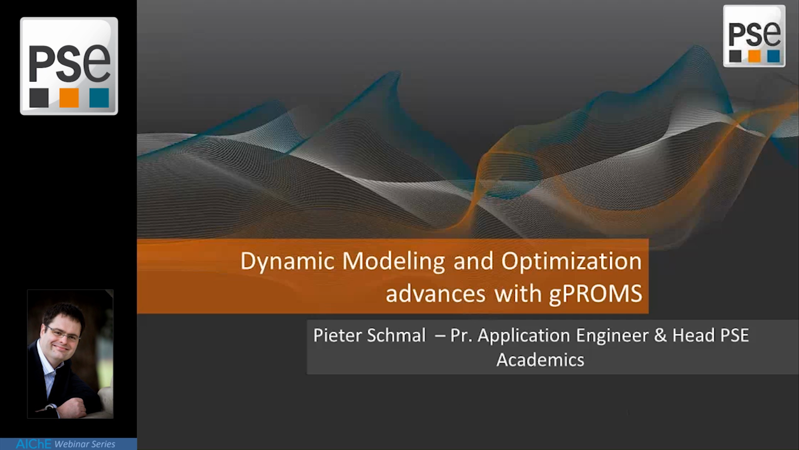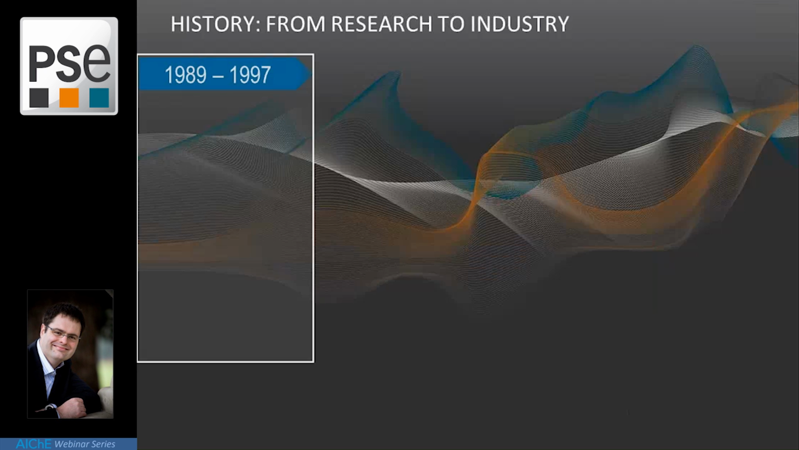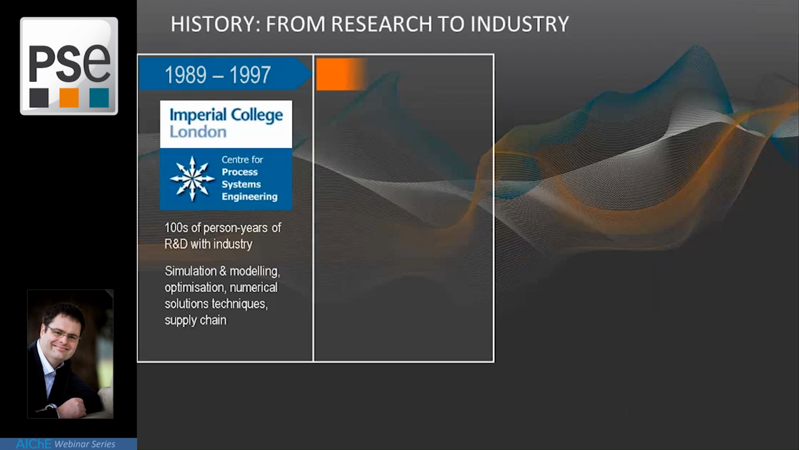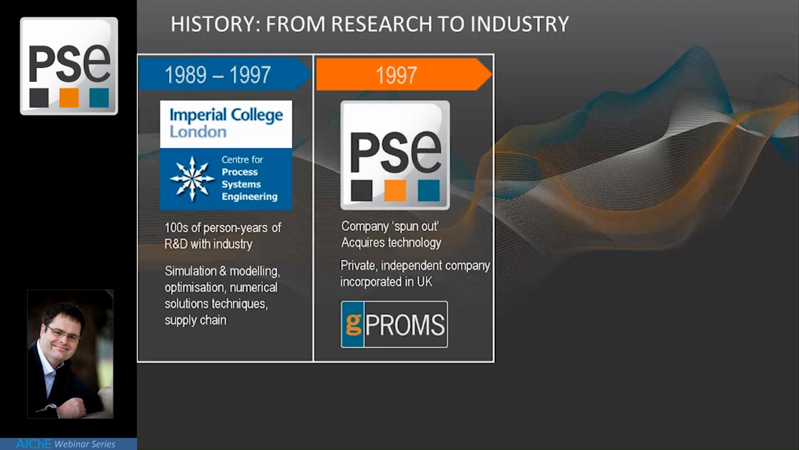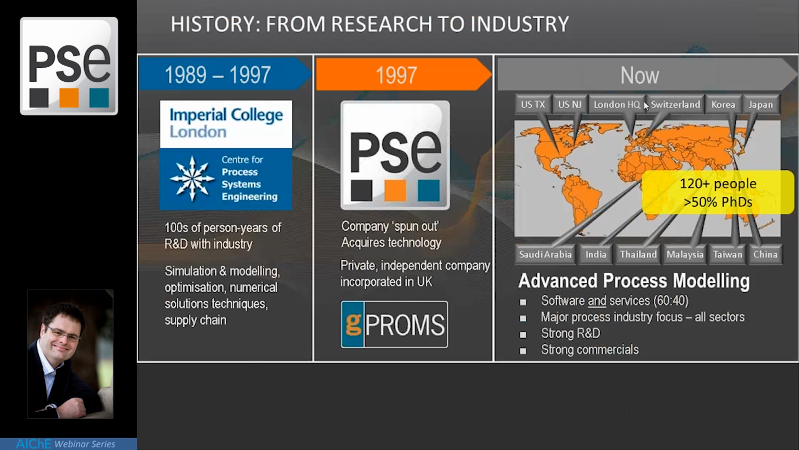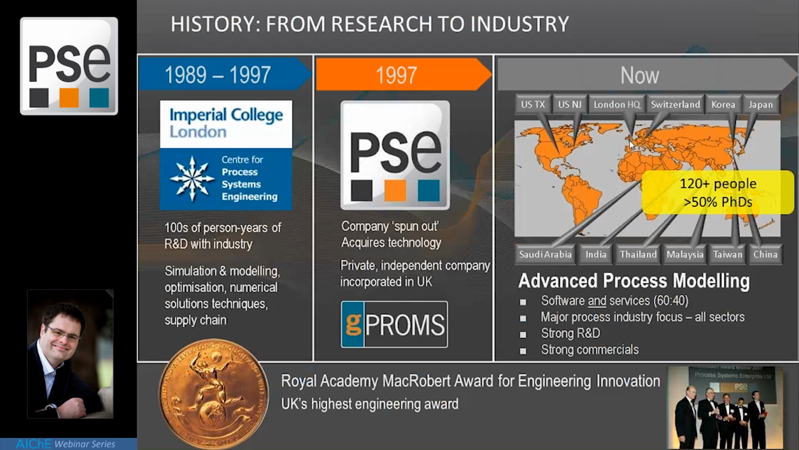So for those who are not too familiar, PSE started in Imperial College, and our managing director, Kostas Pantelides, is still a part-time professor there. And many person years were spent before the first commercial version of gPROMS came out in 1997. PSE is a private independent company incorporated in the UK, and today we have offices shown on the top. So our headquarters are in London, and this is also where all our developers are based. And I'm based in our New Jersey office in the US, and we have agents in the bottom rows.